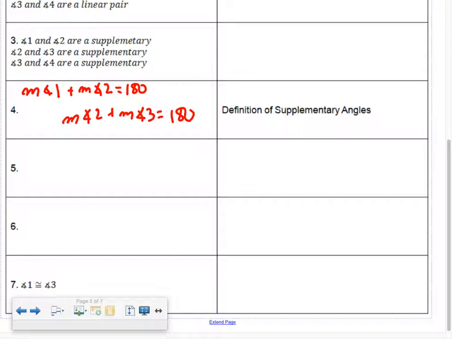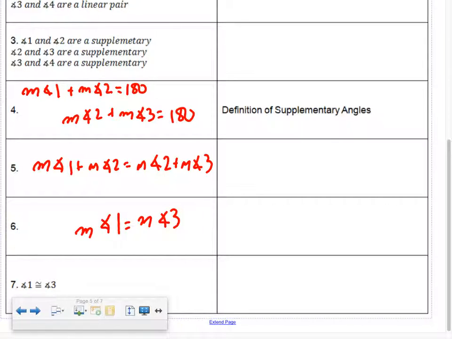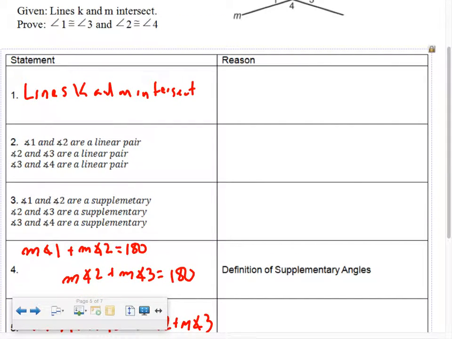Line 5 has the measure of angle 1 plus the measure of angle 2 equals the measure of angle 2 plus the measure of angle 3. And line 6 has the measure of angle 1 equals the measure of angle 3. Let's take a look at the reasons. So you're going to want to pause here and see if you can fill out the reasons yourself.